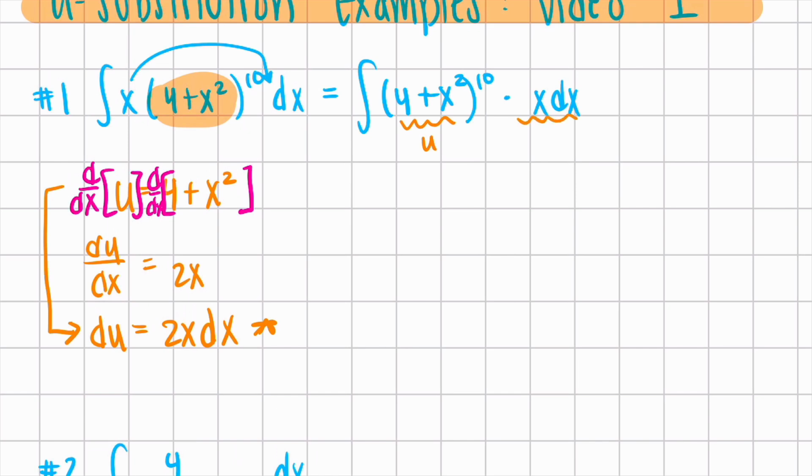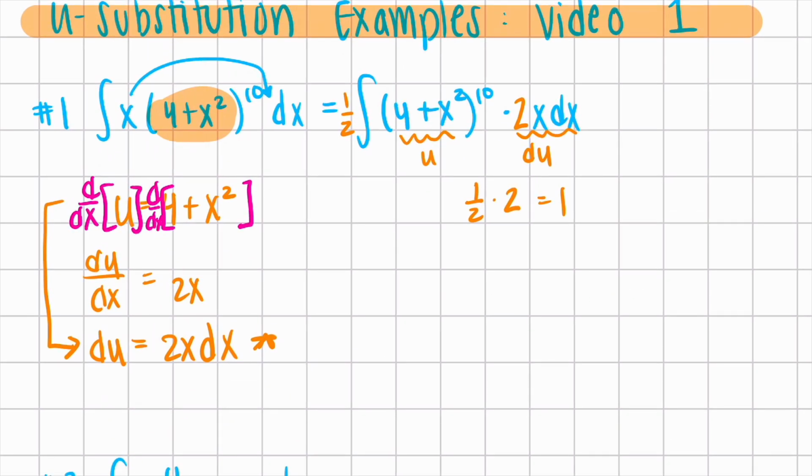What I have at the end is almost 2x dx. It's missing the 2. Now I can't just multiply something by 2. I can multiply by 1 though, because that doesn't change the problem. So notice if I multiply by 1/2 times 2, that equals 1, and I won't be changing the problem. So the 2 helps me because that's a du, but I'm going to put a 1/2 out front, again, because 1/2 times 2 is 1, and that doesn't change my problem. So I can rewrite this. I have that 1/2 out front. I have u to the 10th du.